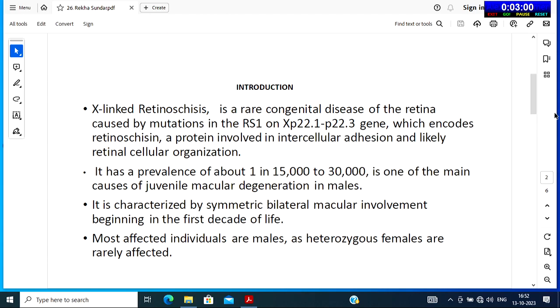The prevalence of this disease is about 1 in 15 to 30,000, and it is one of the main causes of juvenile macular degeneration in males. It is characterized by symmetric bilateral macular involvement beginning in the first decade of life, and most affected individuals are males, as heterozygous females will rarely be affected and remain as carriers.